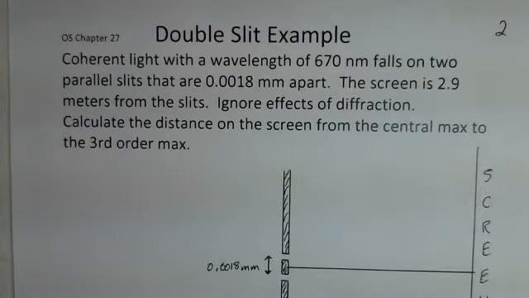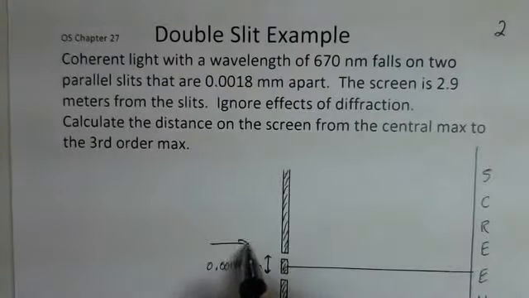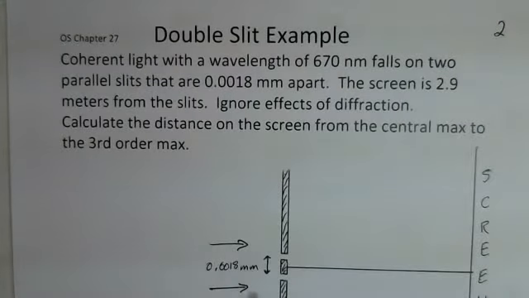This is Professor Clements with another wave optics example regarding the double slit. We have a double slit here where the slits are separated by 0.0018 millimeters. These are close together, but it's possible to create a situation like this with today's technology and technology of 100 years ago. We're having light of 670 nanometers come into these slits.